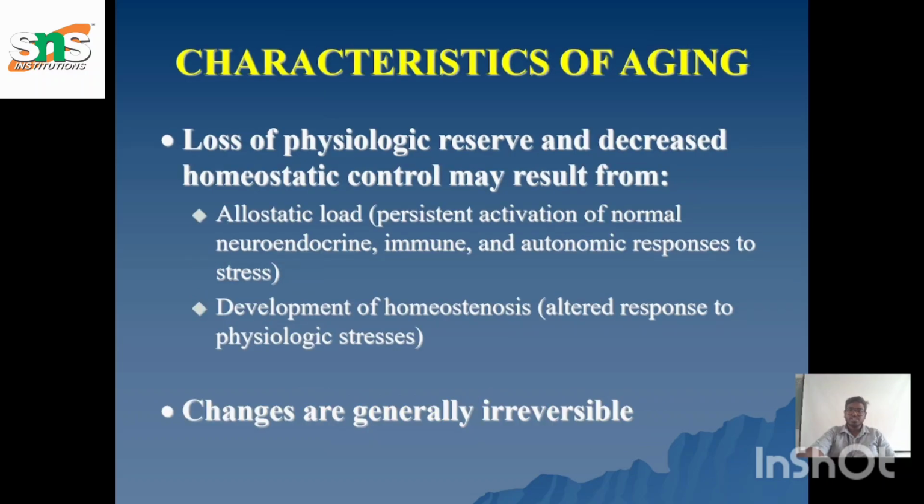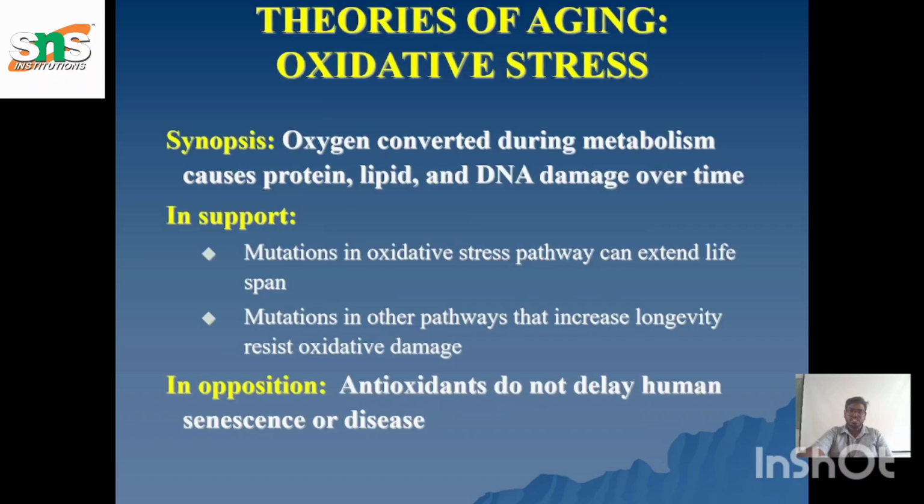loss of physiological reserve and decreased homeostatic control may result from the allostatic load, which is the persistent activation of the normal neuroendocrine, immune, and autonomic responses to stress. The decline of homeostasis alters the response to physiological stresses. It also generally shows changes which are irreversible in the characteristics of aging.